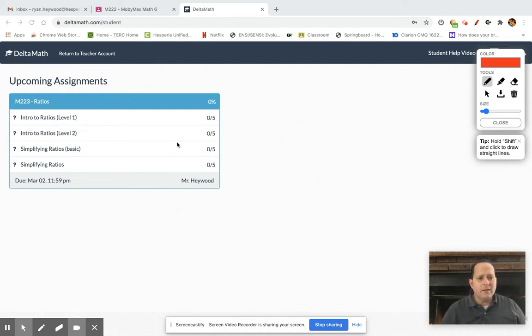And then when you log in, you should be able to see your upcoming assignments. And this is the one that you have to do. Ratios. You'll notice that there are 4 sections to this, and you have 5 questions in each section. So there's a total of 20 questions. So let's go ahead and start with number 1.